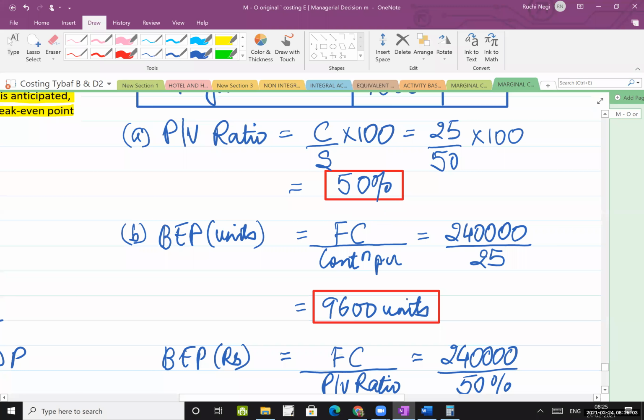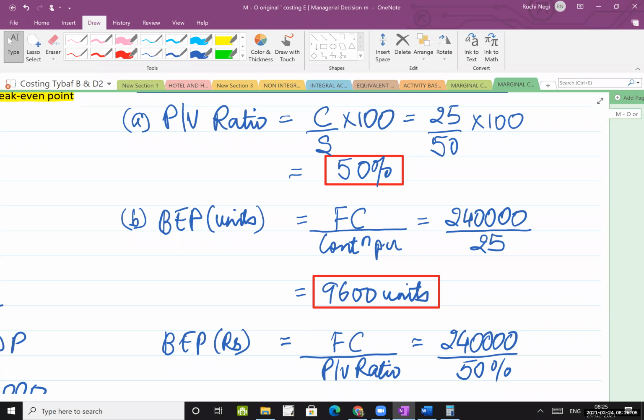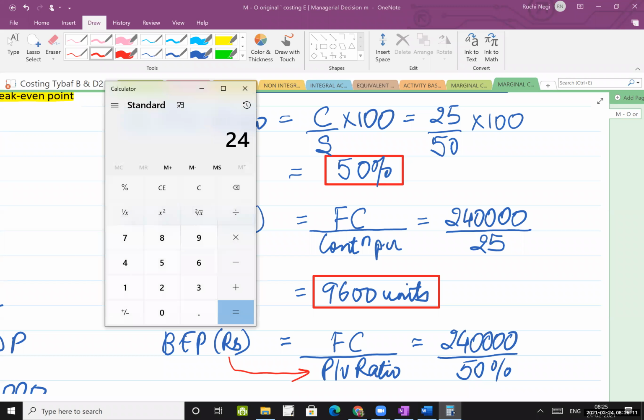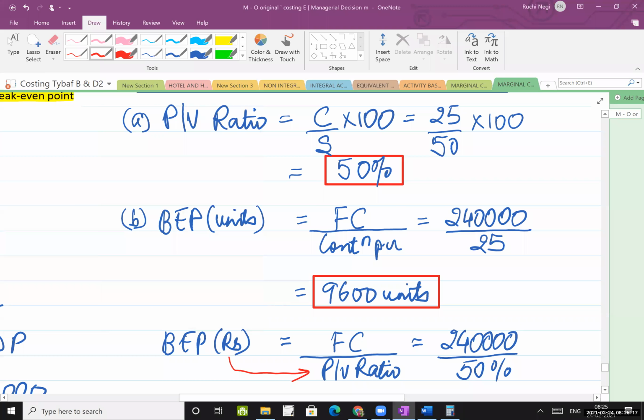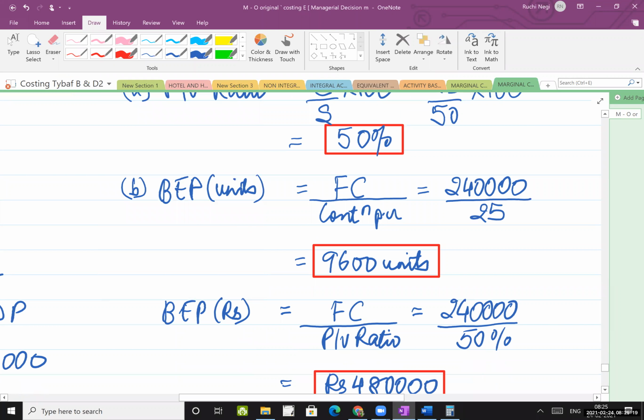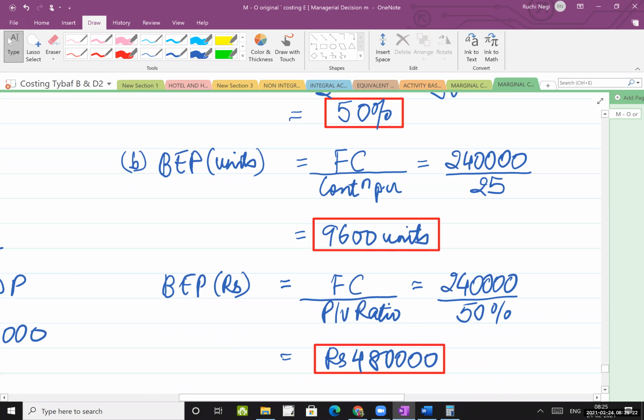Next, BEP in rupees. When you want your answer in rupees, we divide by the PV ratio. So 2 lakh 40 fixed cost divided by 50 percent equals 4 lakh 80, which is my answer for BEP. You can cross check this answer using the other formula of BEP in rupees: BEP in units 9,600 multiplied by selling price per unit 50 rupees.